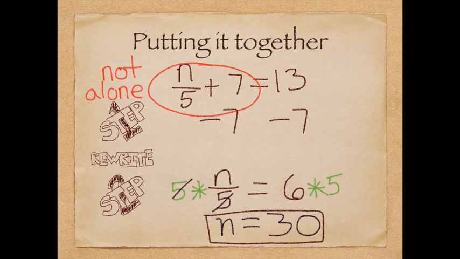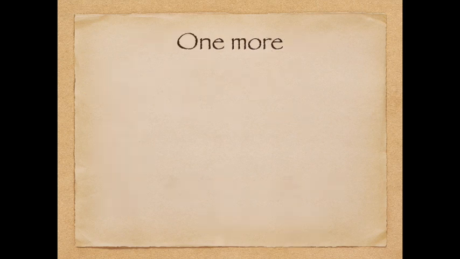And we can, of course, double check that. Put that 30 right back up at the top. 30 divided by 5 plus 7. 30 divided by 5 is 6. Add 7 to that, and we get 13. So yeah, we were right. All right, let's try one more.